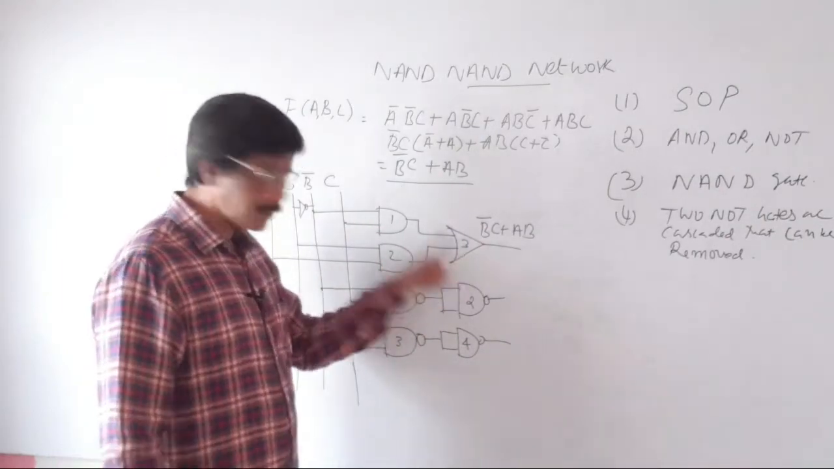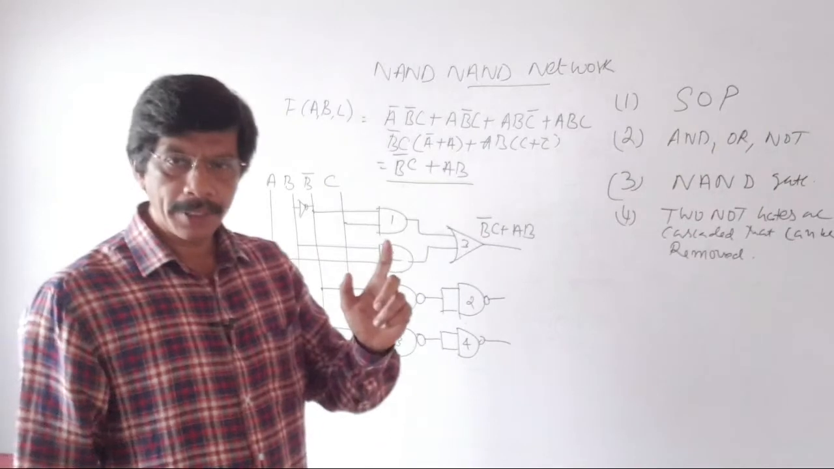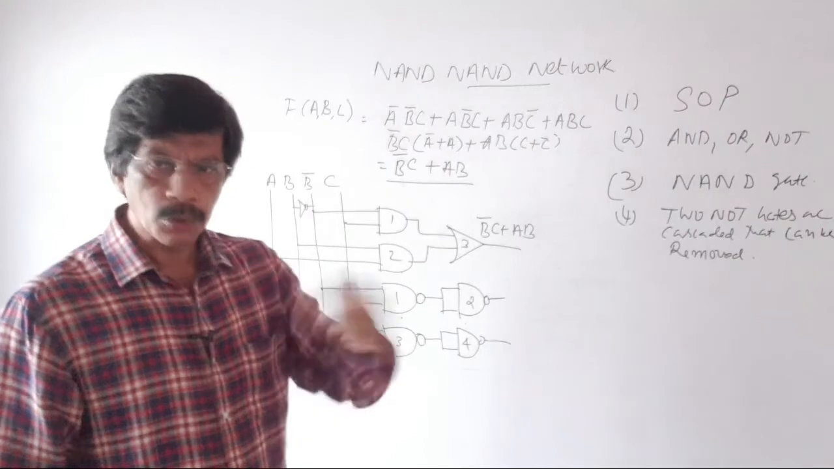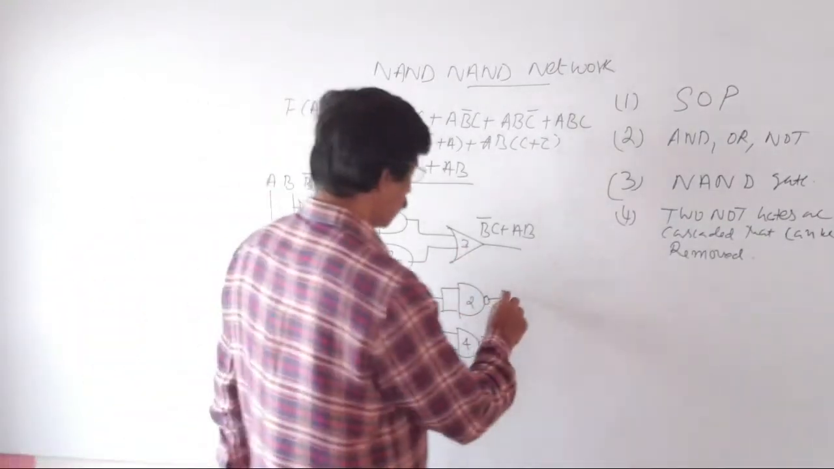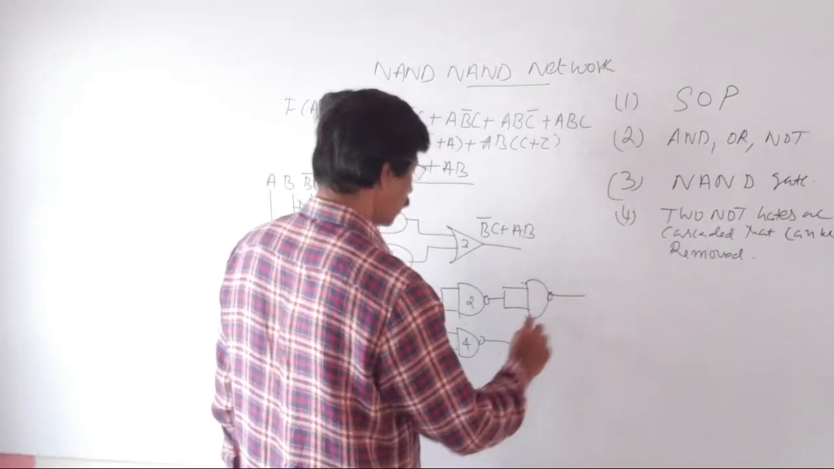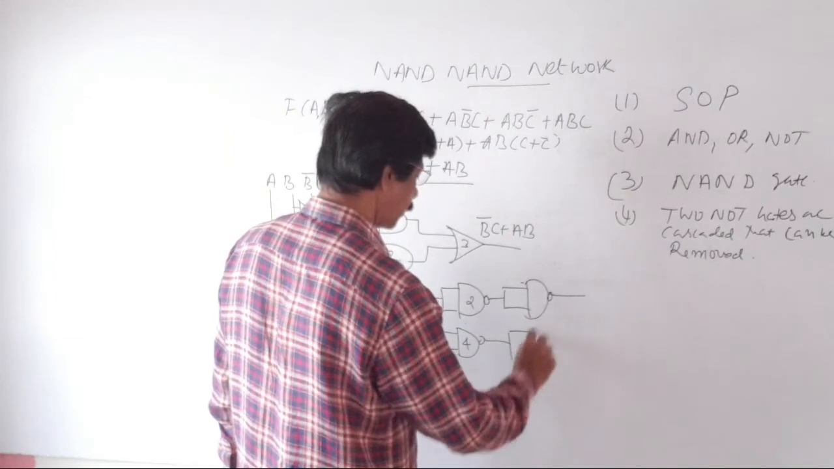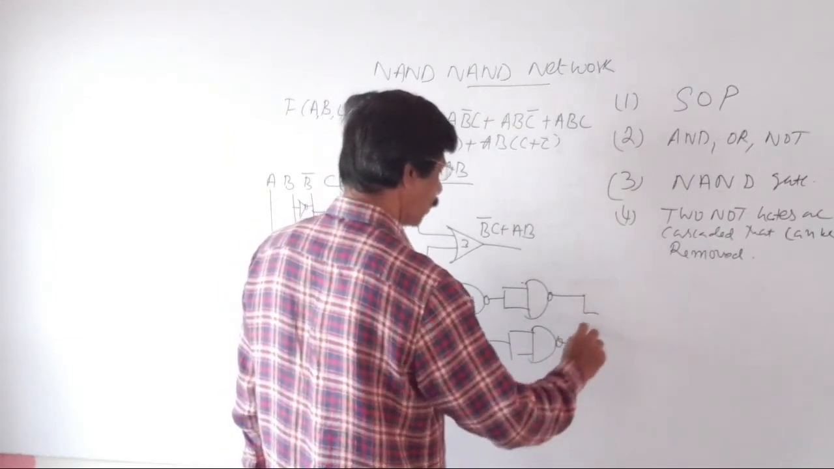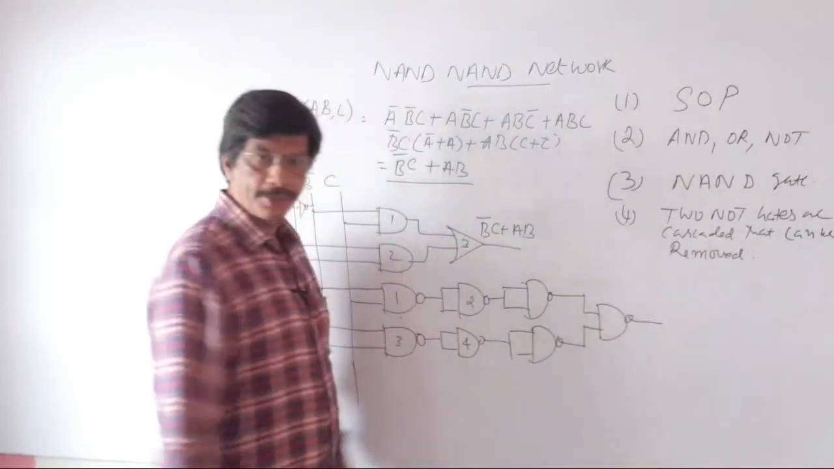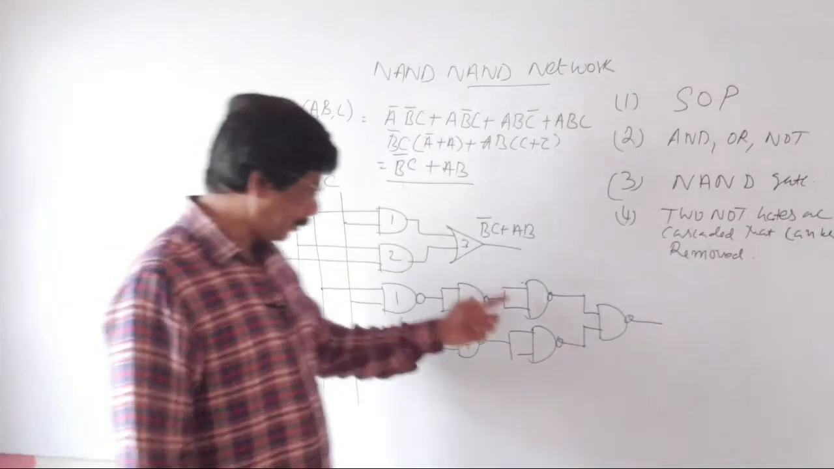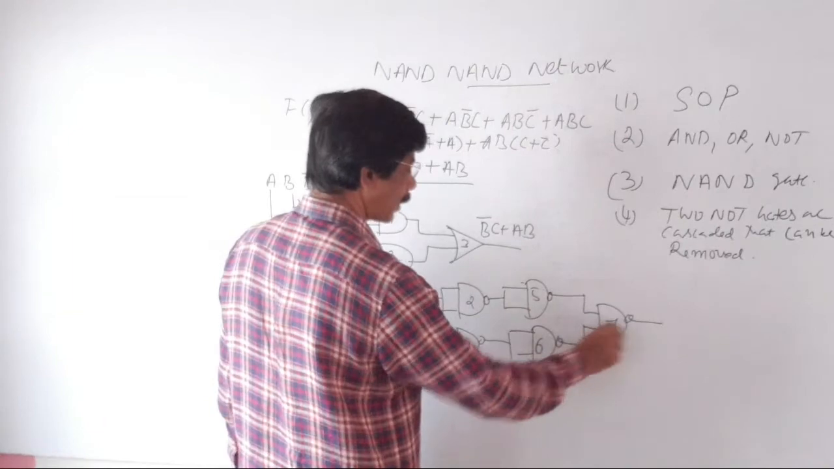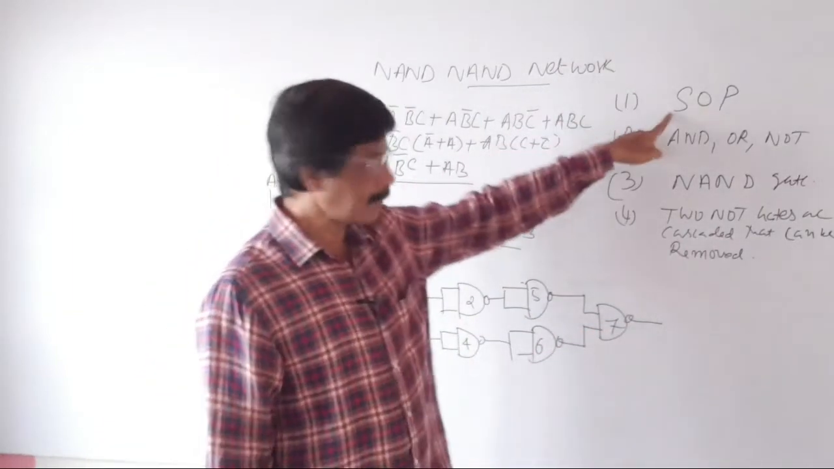Now the remaining gate is the OR gate. The OR gate is replaced by the NAND gate. Here you need three NAND gates to replace one OR gate. So this is one OR gate, one NAND gate, and here also one NAND gate whose output is connected to one more NAND gate. This OR gate is replaced by three NAND gates. This is gate 5, gate 6, gate 7.